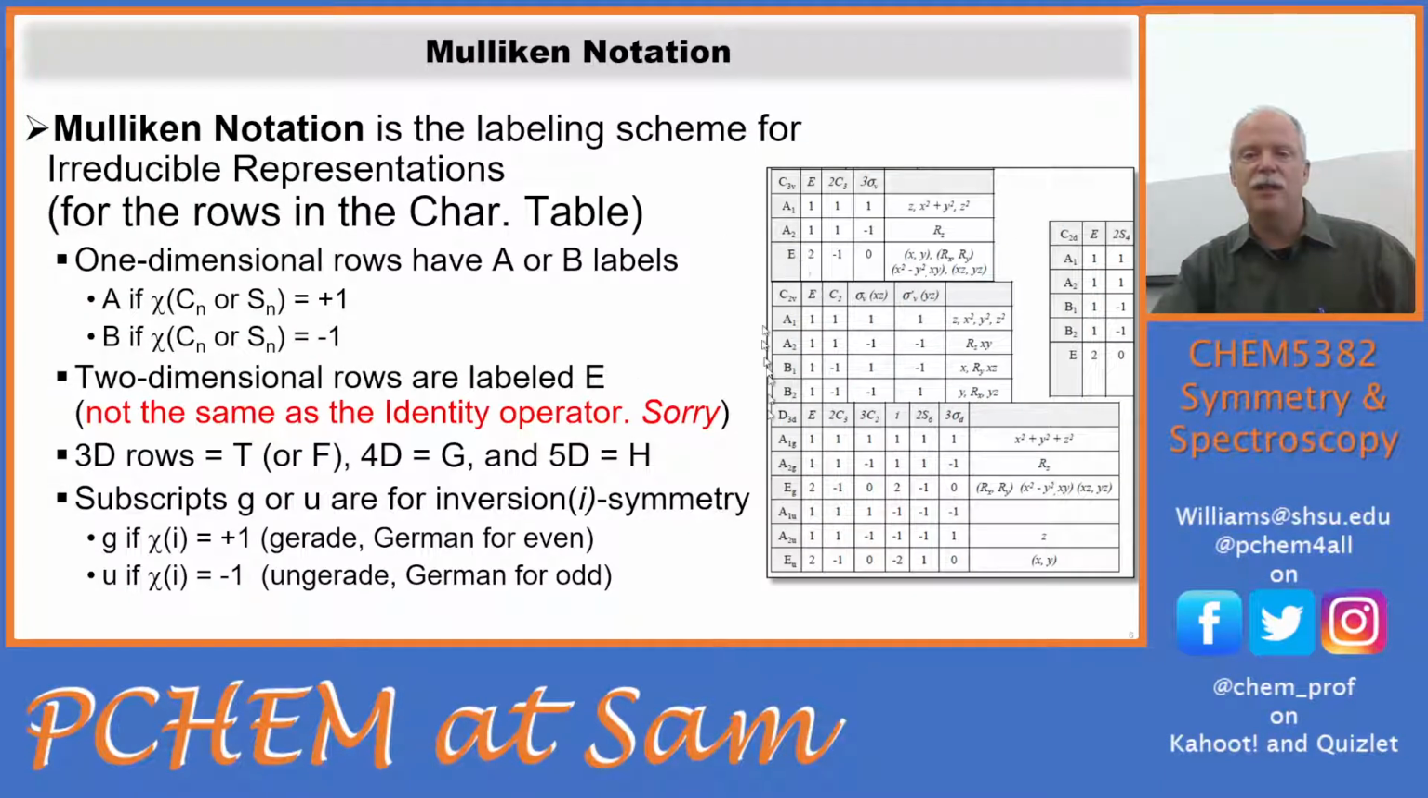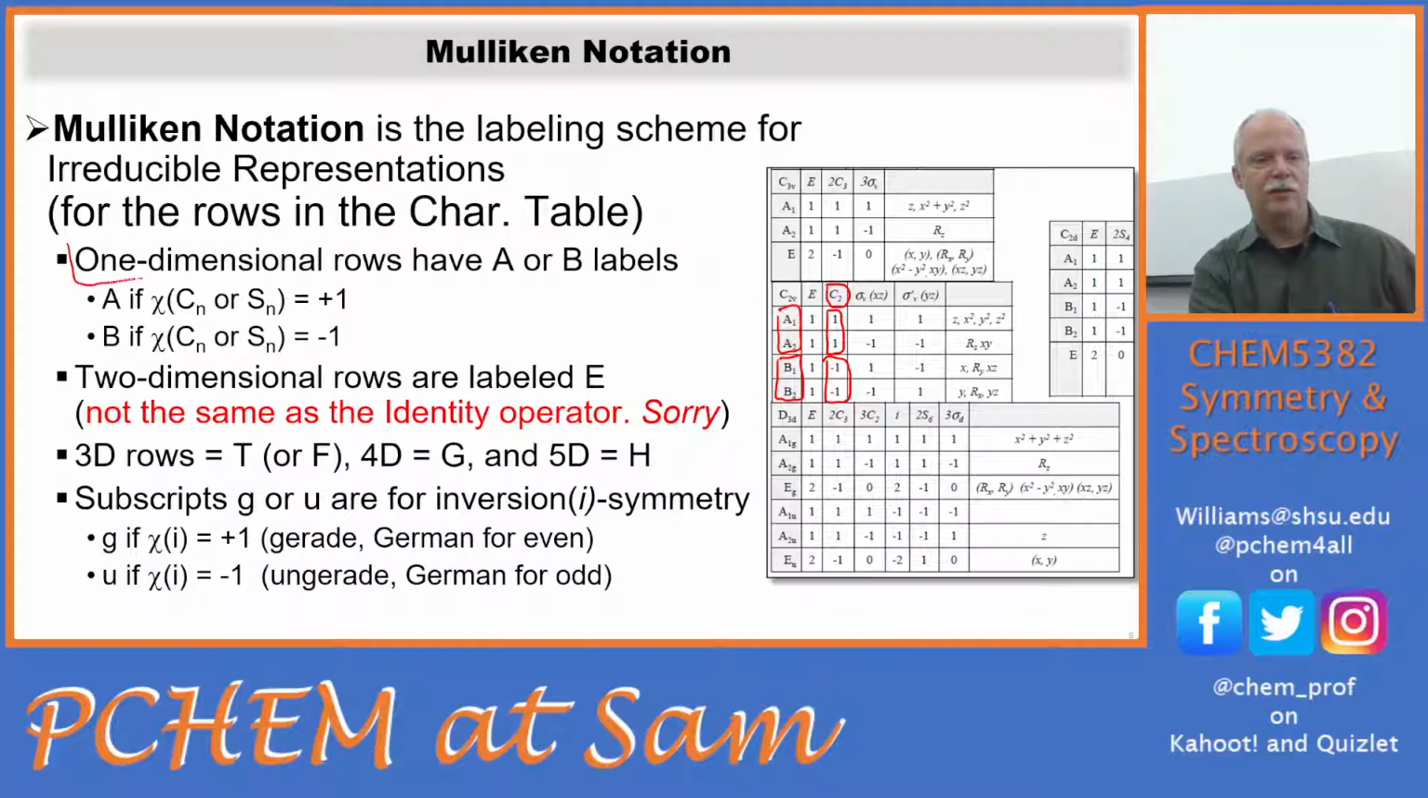Now, let's talk about the Mulliken notations. The letters do mean something. They have some rules associated with them. So one-dimensional rows have A or B labels, and determining between A and B is under rotation. So it's an A if the rotational character is a +1, and it's a B if the character under rotation is a -1. So you can see that over here on the C2V character table. You see the C2 rotation. The A's here are +1 under C2, and the B's are -1 under C2.